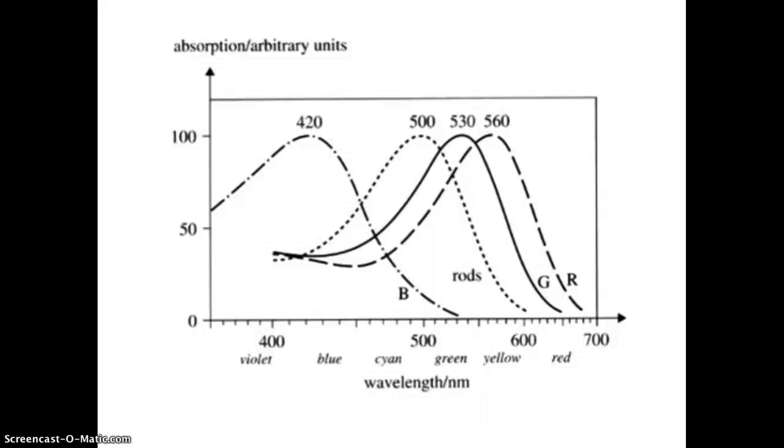Here's that same graph, and what we see are not only the cones, but this dotted line here represents what rods absorb. Now, both of the graphs I've just shown you do not scale appropriately up and down.